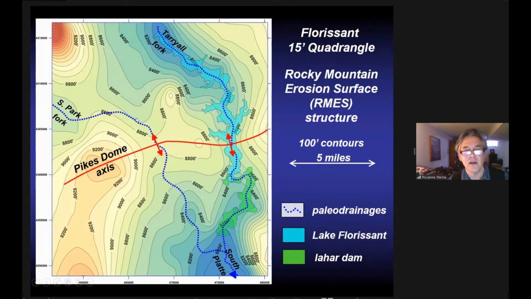So we see a low where the South Park fork of this is, a low where the Tarryall fork of it is, and those lows have been bent over the dome axis here. So we actually come up along the valley axis and then drop down along the valley axis. And that's due to the dome folding it. The green in here is the Lahar Dam.